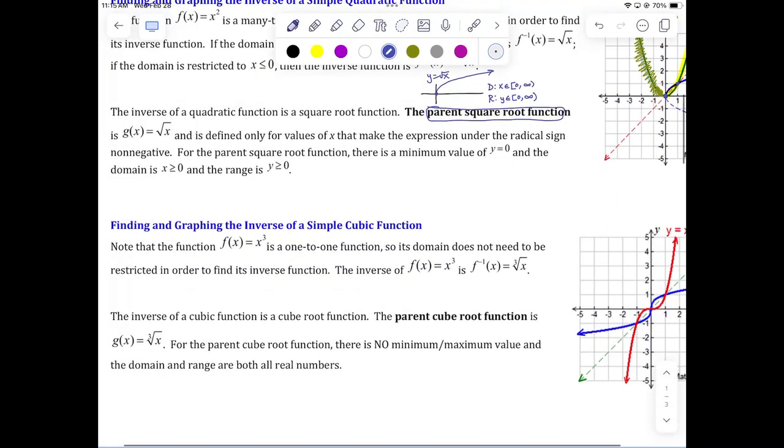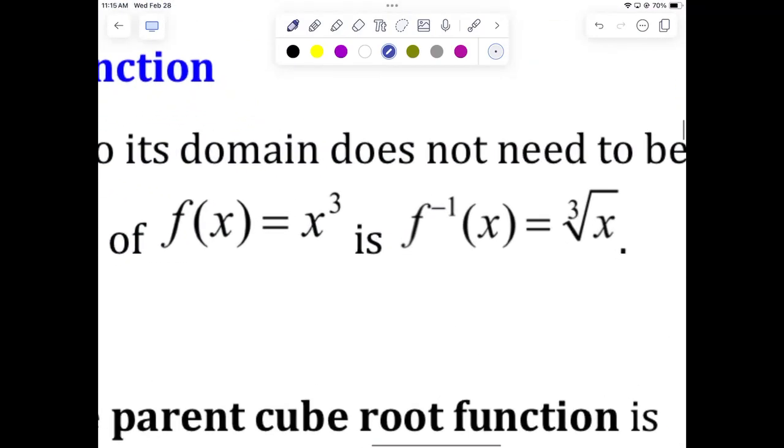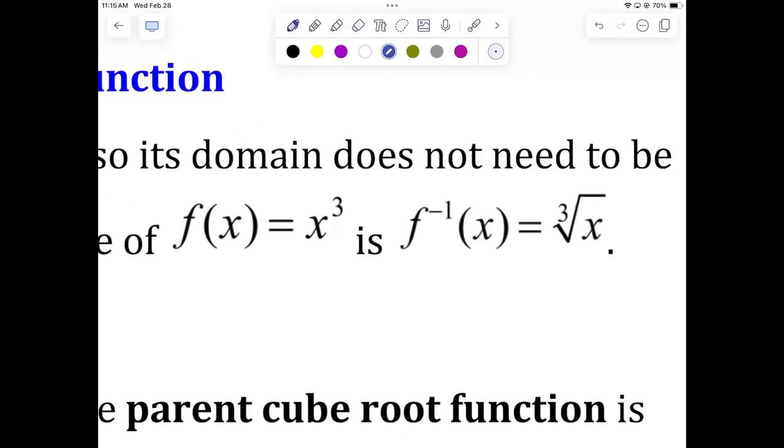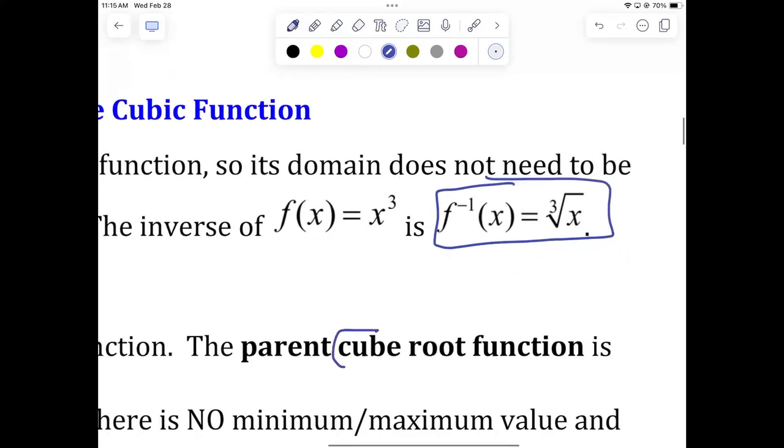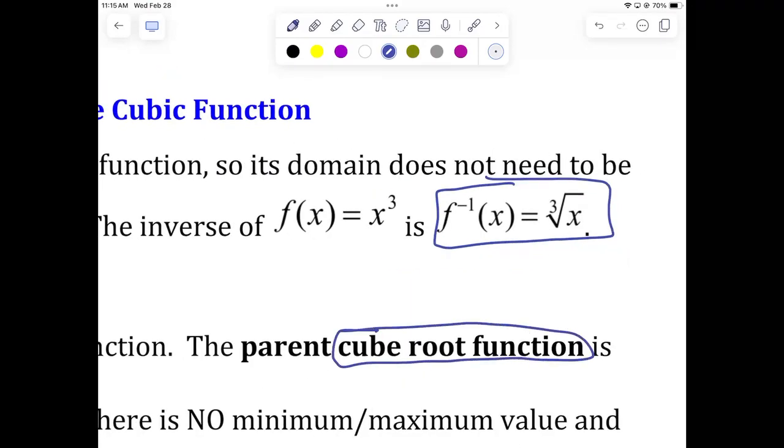Now, we could do the same thing with x cubed. How would you uncube a number? If unsquaring a number is taking the square root, how would you uncube a number? Cube root. That's what we call it. This is the cube root function. So this is a new parent function right here, the cube root function. Now let's see what this graph looks like.